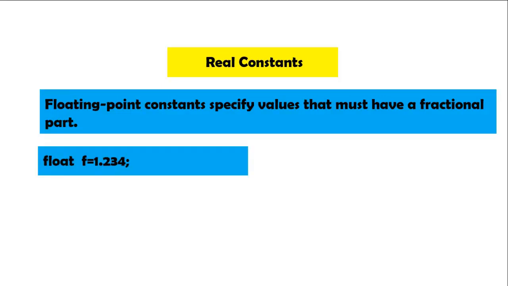Float f is equal to 1.234. So this is an example of real constant that you can see over here. Numbers containing fractional part 1.234. So this is called as real constant or floating point constant.